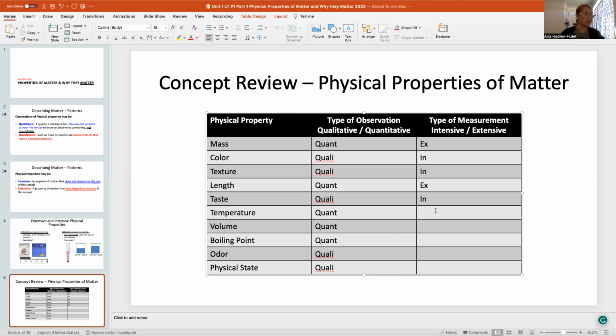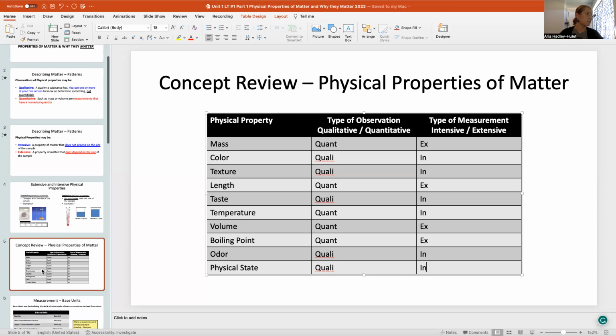Temperature doesn't tend to change when you change the size of the sample. Volume does though, so that'd be extensive. Boiling point, the temperature at which it boils. It doesn't matter how much water we have, it always boils at 100 degrees Celsius at 1 atmosphere of pressure. And like we were saying before, odor is intensive and physical state is intensive. Even if we make something bigger or smaller, if it was a solid, it stays a solid. If it was a liquid, it stays a liquid. Now, we can change those things, but that would be influencing other factors other than just the mass or how much of a sample there is.